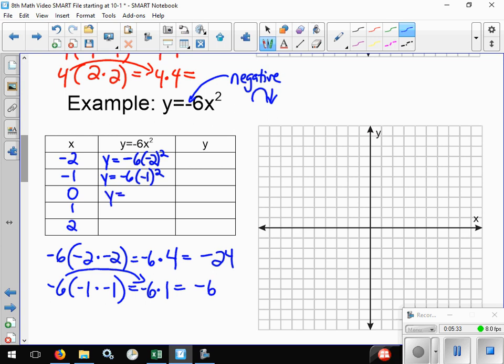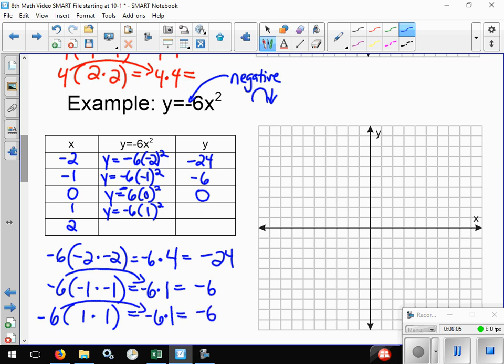And then y equals negative 6 times 0. Oh, I'm not writing this down. 24, negative 6, and then 0. Because anything times 0 is 0. Positive or negative, it's just 0. So y equals negative 6 times 1 squared. And you know how this works. It's positive 1 times 1 gives you 1. And then it's multiplied by that negative 6. So we get negative 6.